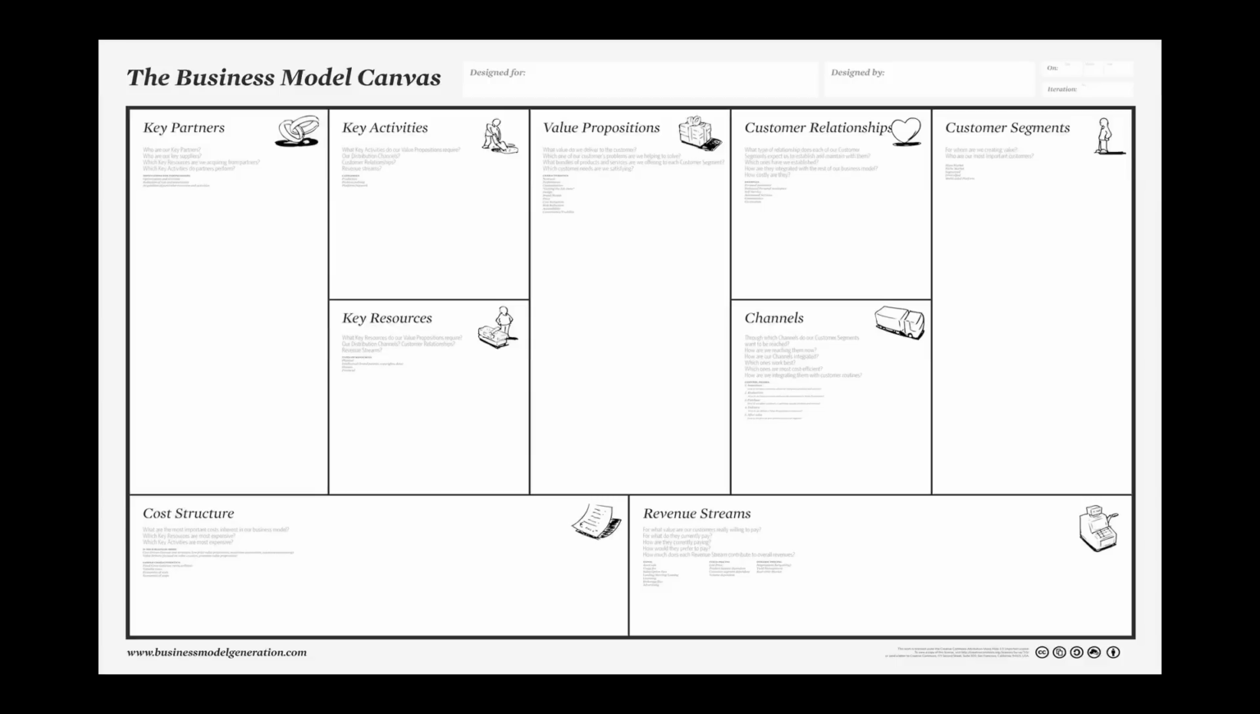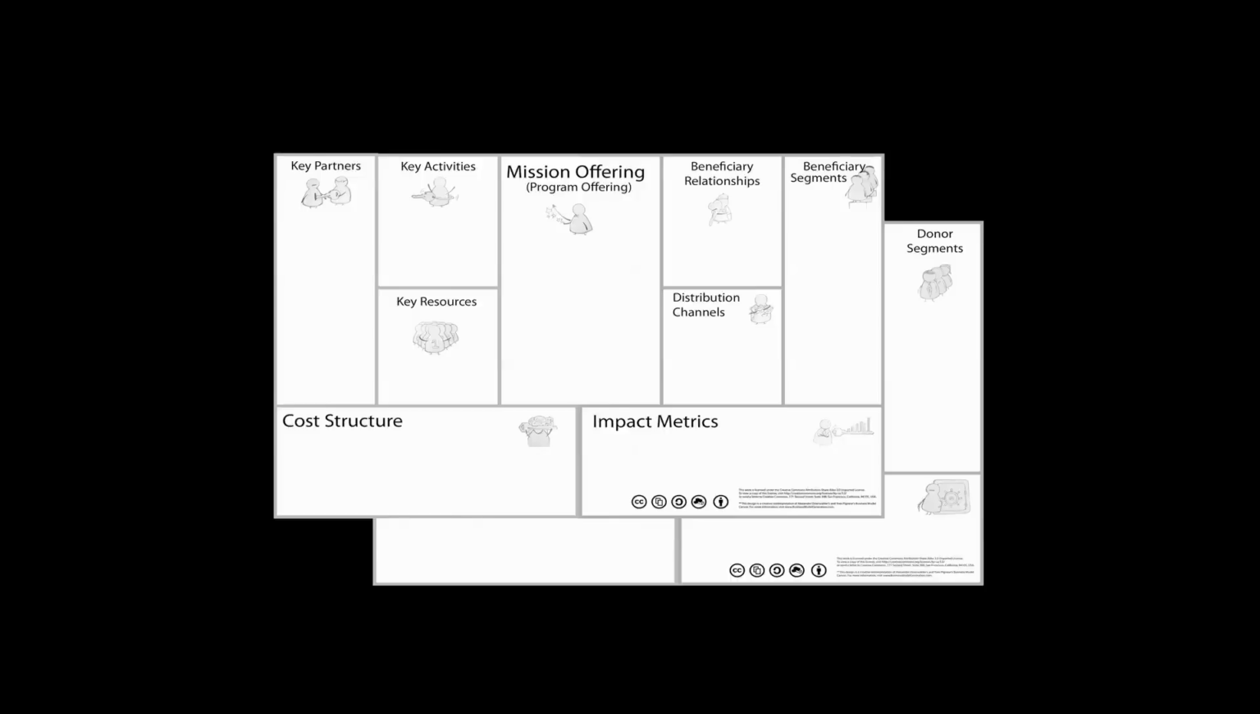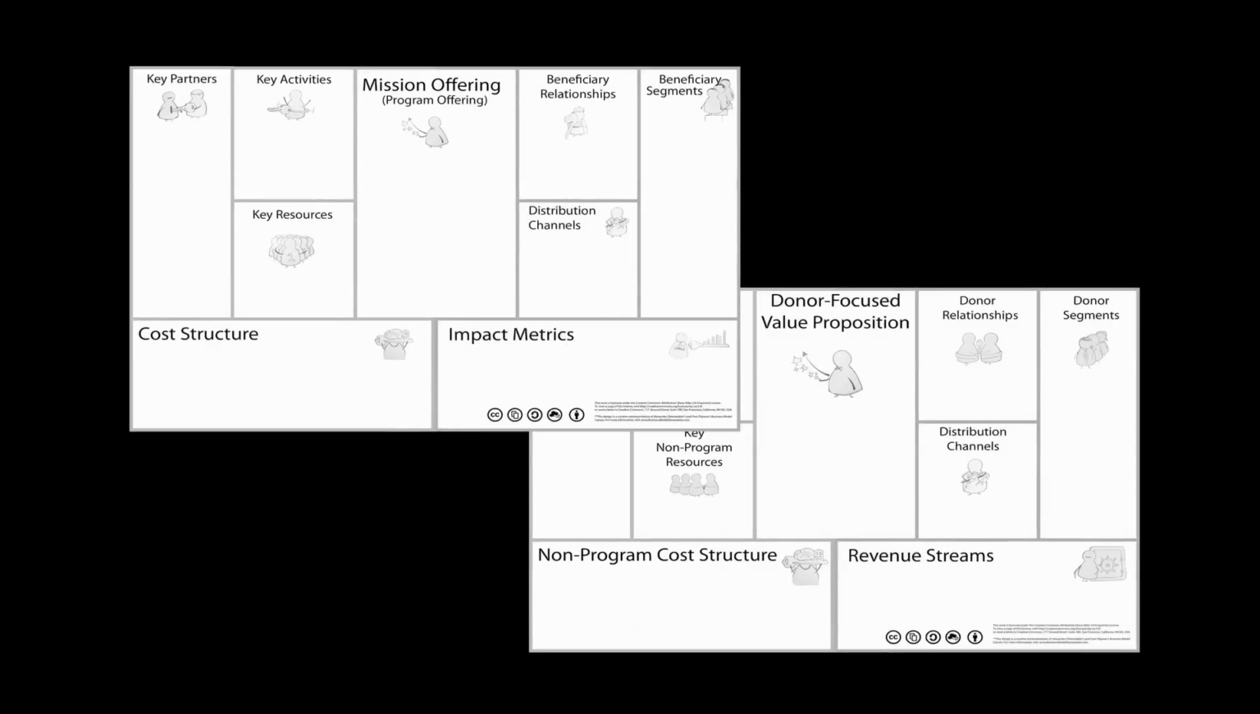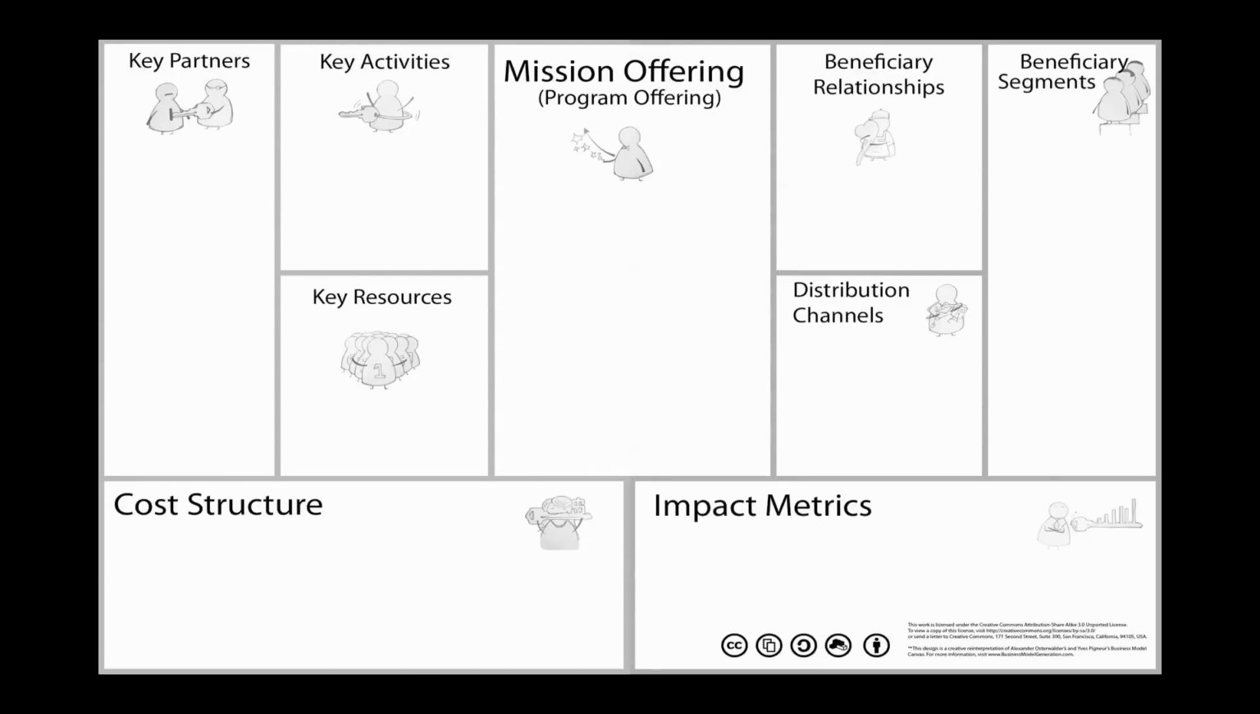But we've discovered that the majority of nonprofits actually have 2 differently oriented business models. We call them the donor model canvas and the beneficiary model canvas. Jointly, they form a complete nonprofit business model canvas. Let's briefly go over the building blocks of each canvas. Let's start with the beneficiary model canvas.